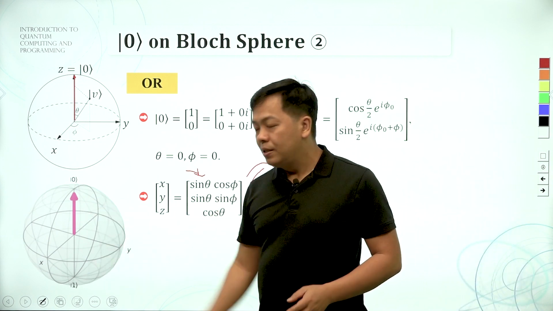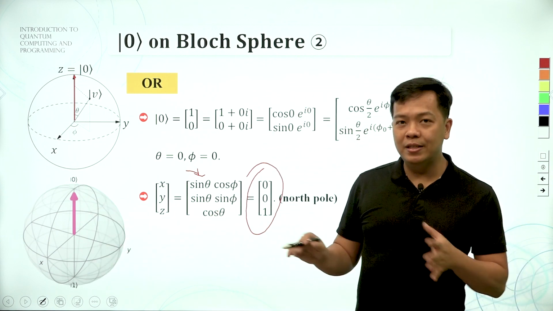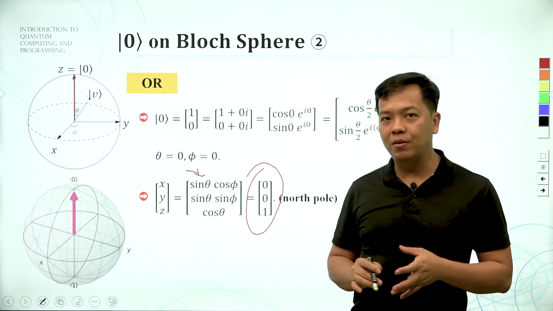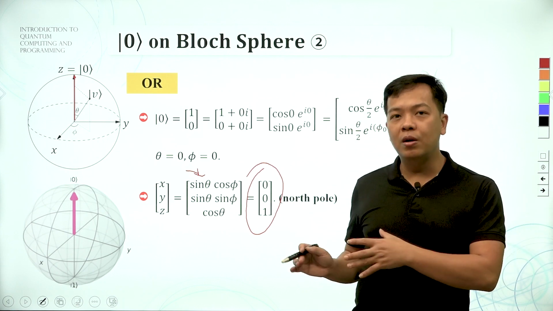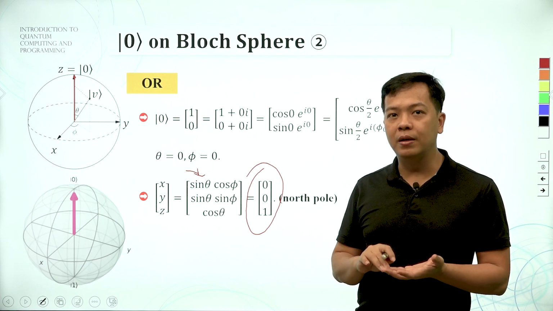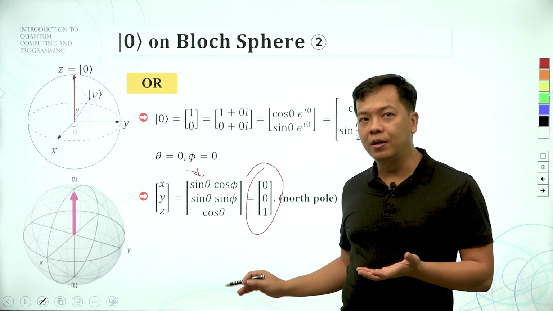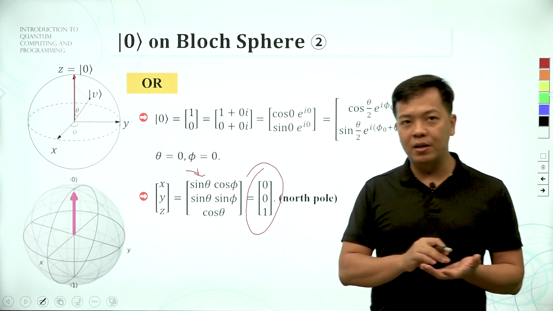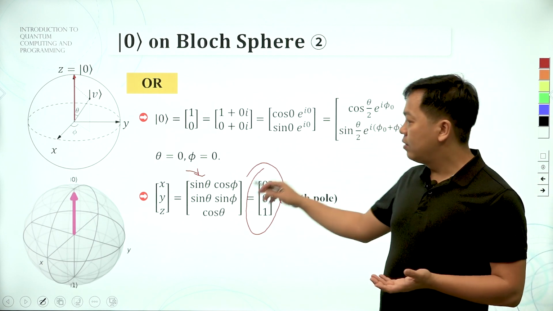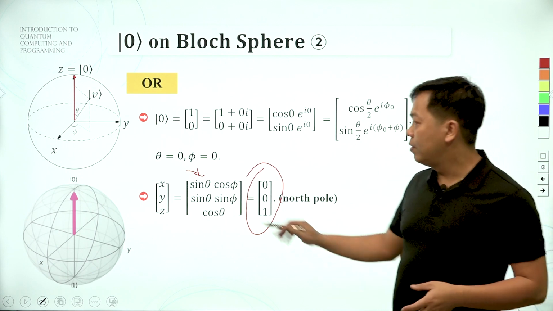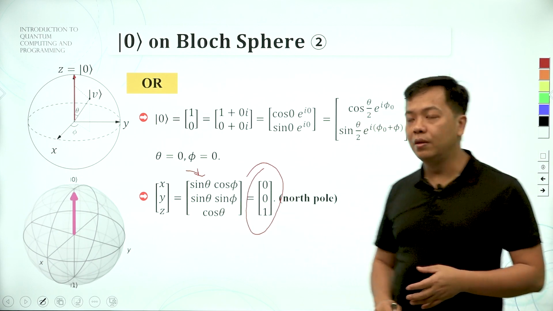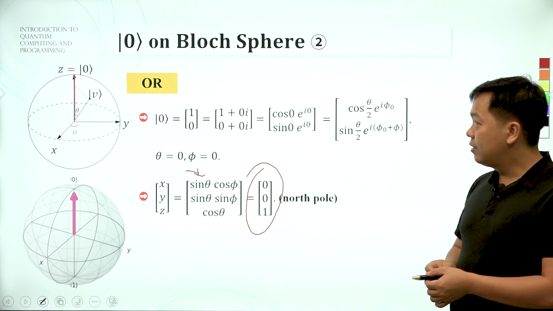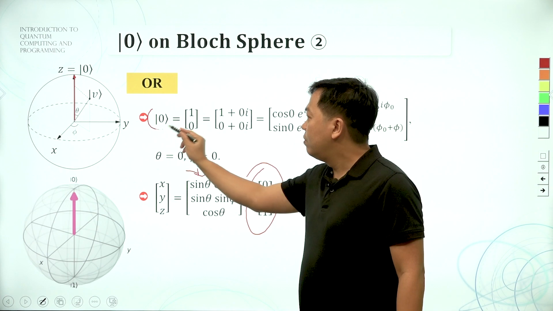The key point to remind you is that we have two ways to represent one quantum state. One is to use the Hopf map to transfer to three dimensions. The second is to use Euler and transfer to the angles, theta and phi. But this one is for 0. What about the 1?